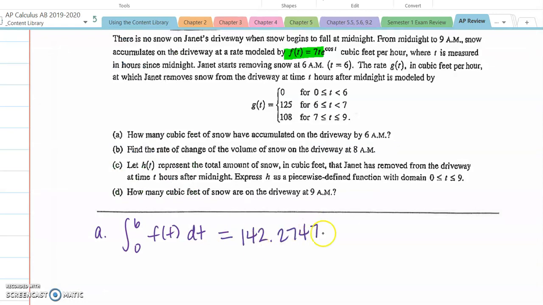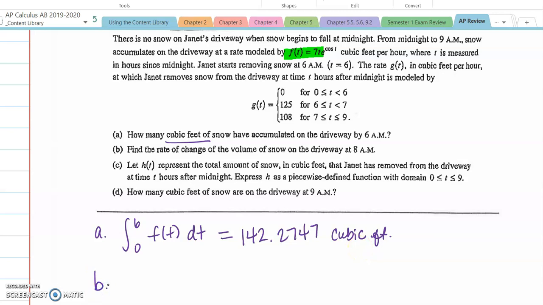142.2747. Even though the text says the units, it might not on our AP test, so it's just good practice to write units in your problem. It's cubic feet because the rate was given in cubic feet per hour, and we're integrating over hours. That's why our unit is cubic feet.